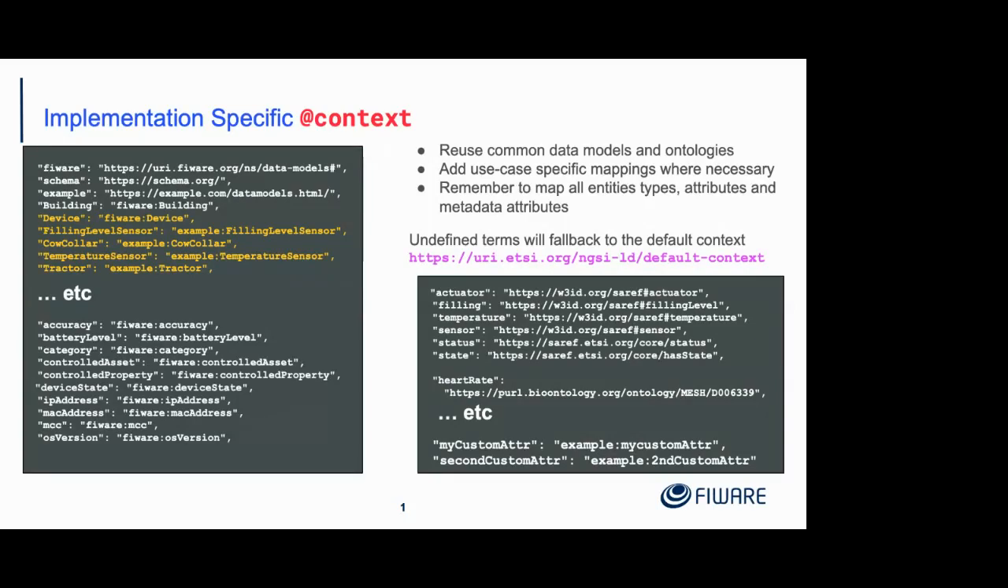Thereafter, you add in your entities. This will be the types. And you can see that in my particular case, I've got a device, but I've got various extensions of device, like cow collar or temperature sensor or tractor or whatever. And these are not well defined as separate entities within the system. So these are all under example.com.